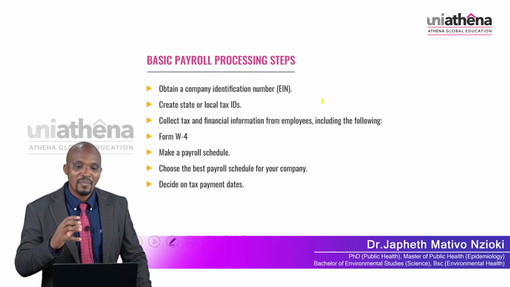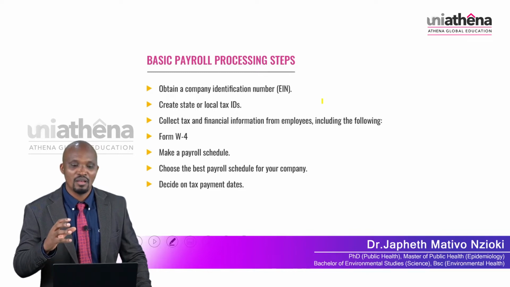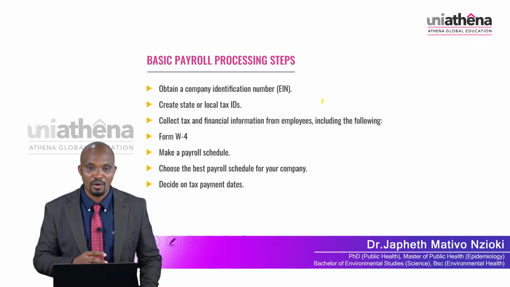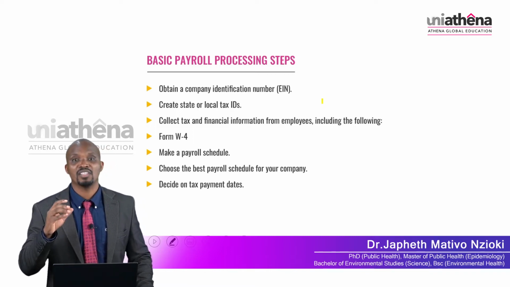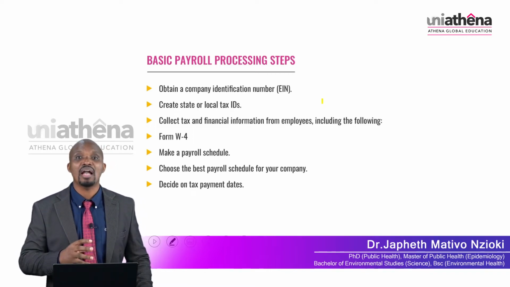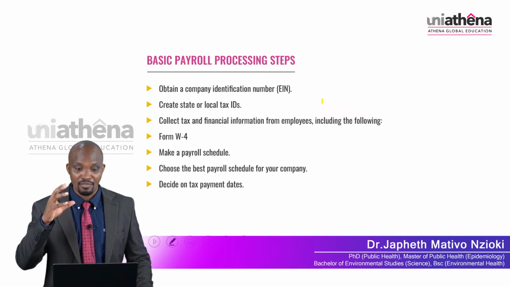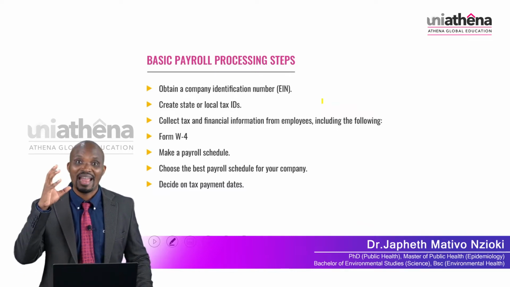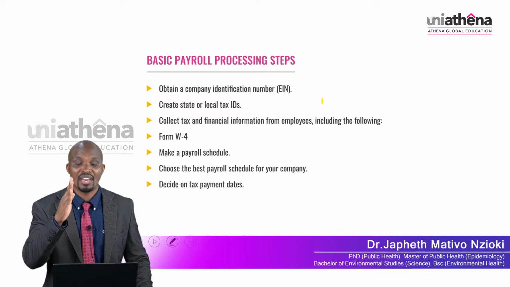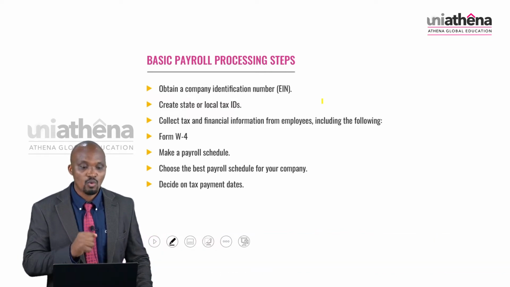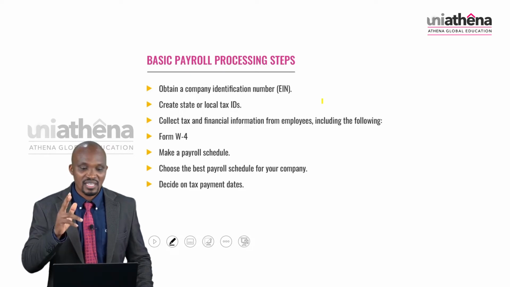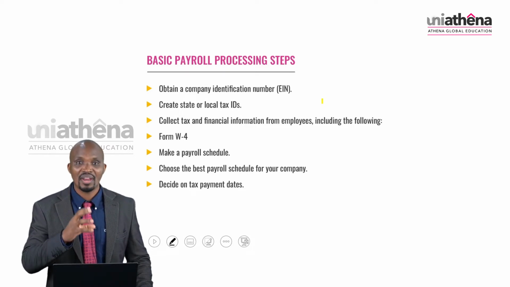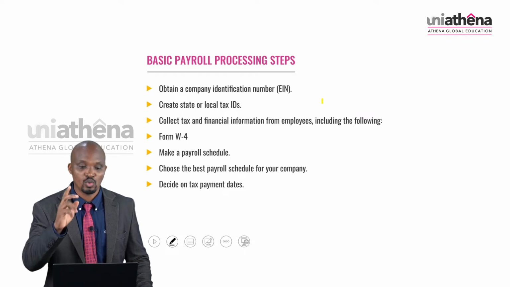So there are basic steps or processes that are used in payroll processing. The first one is to obtain a company's identification number. Ensure that when any new employee comes in, they get a company's identification number, because it's a unique number that helps you to identify that particular employee. The second one is creating a state or local tax ID. Ensure that you create a local tax ID that is unique to this particular employee.